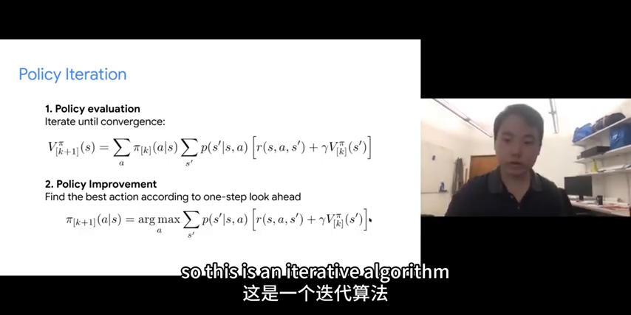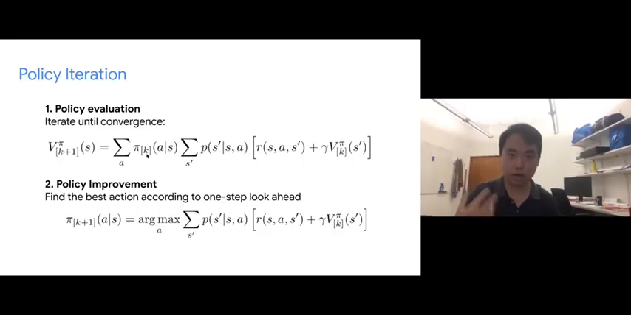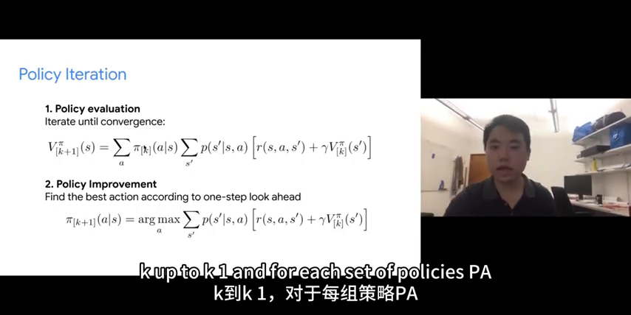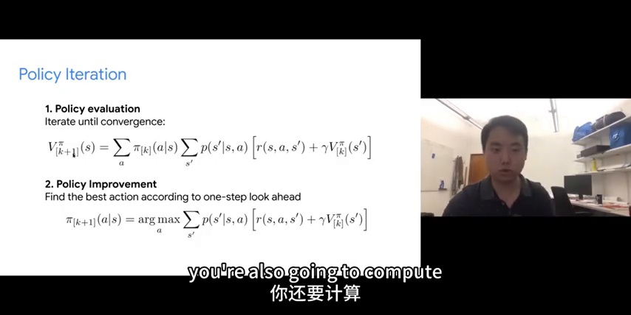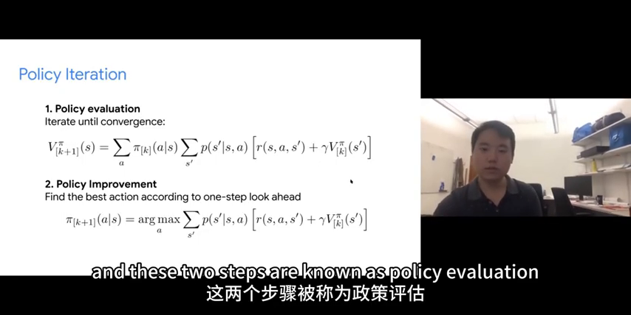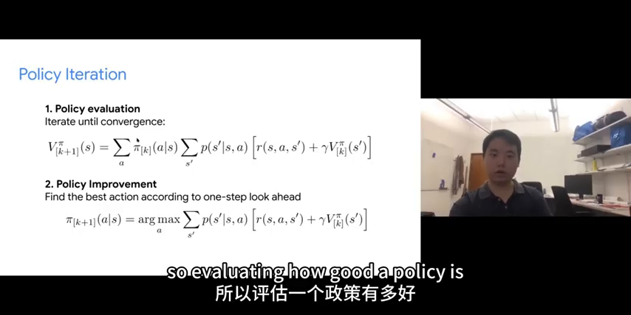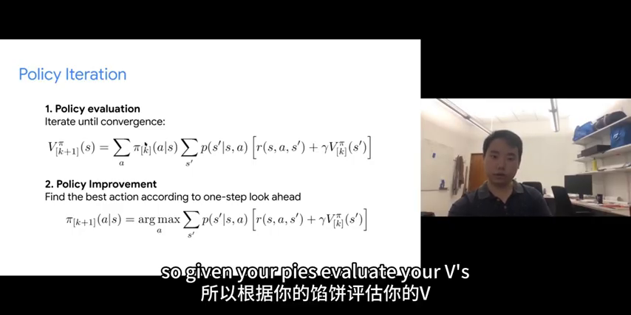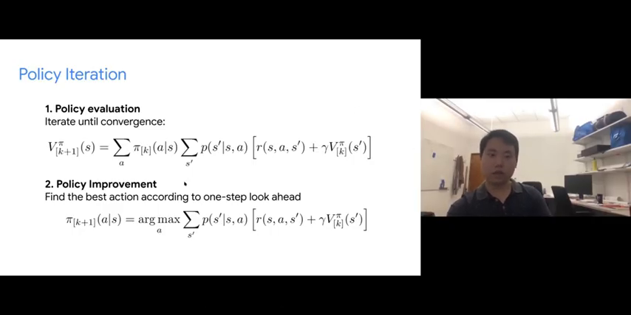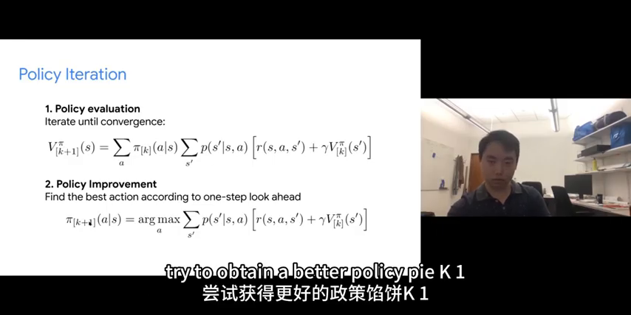So this is an iterative algorithm. Your two variables here are your policies, which are iterating from k up to k plus 1, and for each policy pi, you're also going to compute your state value functions. And these two steps are known as policy evaluation, evaluating how good a policy is, so given your pi's, evaluate your v's, and policy improvement, so given a good estimate of your v's at time k, try to obtain a better policy, pi k plus 1.